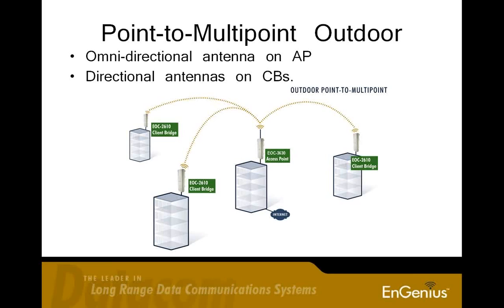Point to multipoint outdoor omnidirectional antenna. In this diagram, you see that the omnidirectional antenna is on the AP, while the client bridges are using directional antennas pointed back at the AP. This is the same basic concept as the home slide, the very first slide we looked at, except on a larger scale with higher power devices and directional antennas.